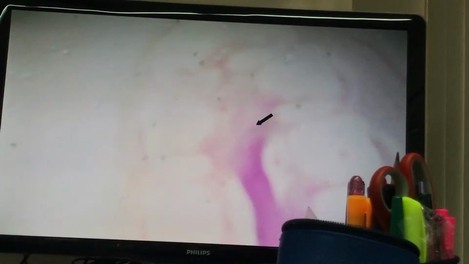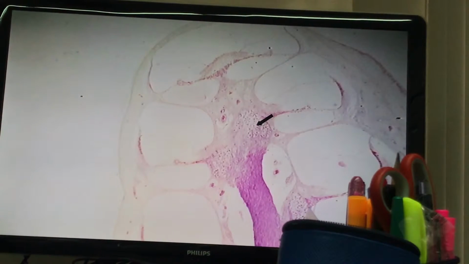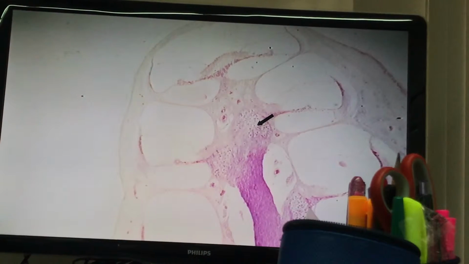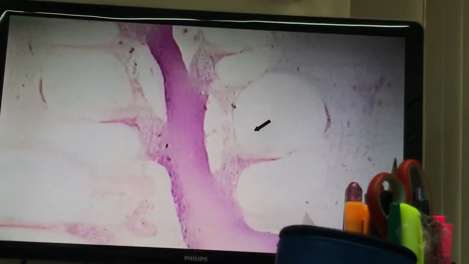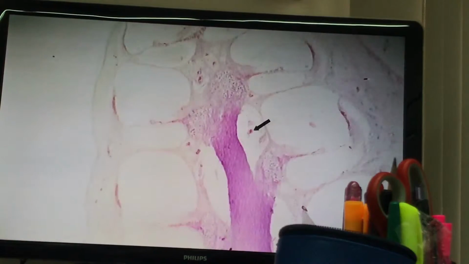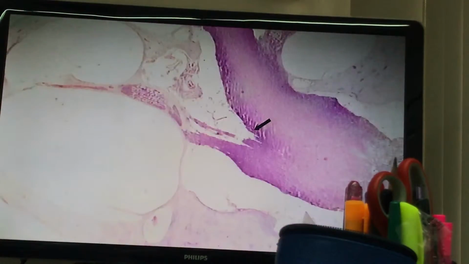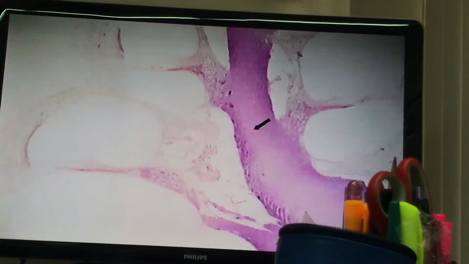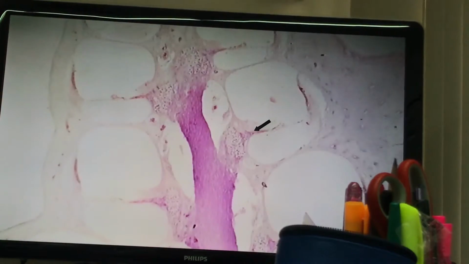Okay, it's within the modiolus. See there at the tip of the pointer, that is your spiral ganglion. And also within the modiolus, you can see the fibers of your cochlear nerve. Okay. So as you move laterally, this is the lateral side.